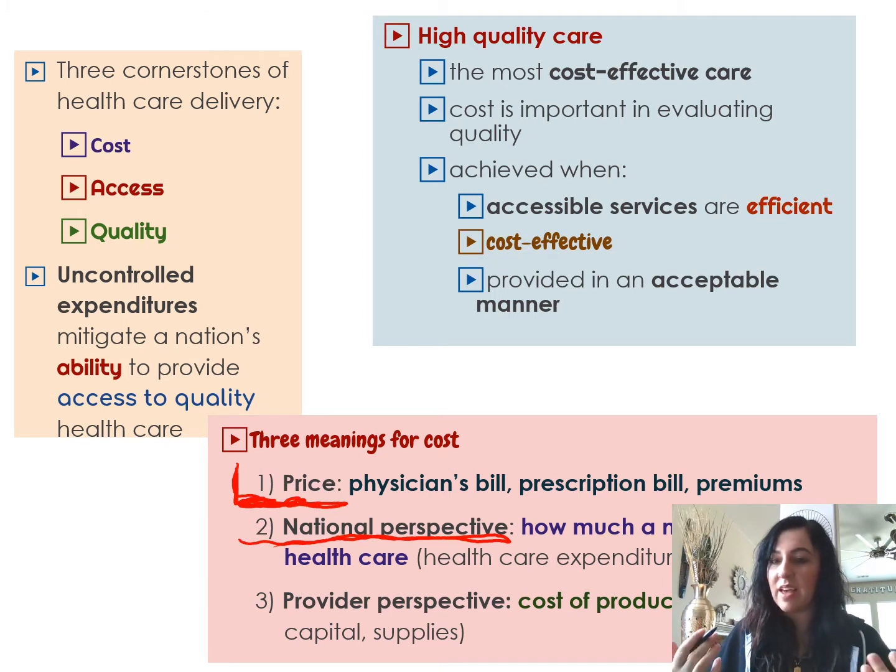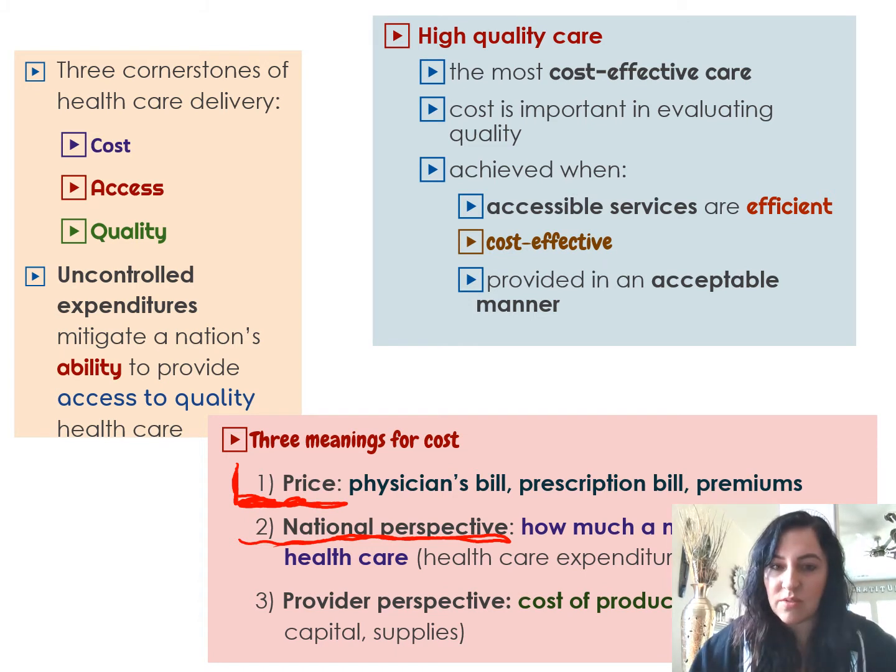What would be included in that would be supplies, staff, equipment, things like that, all the technology that you have to use, and all of those cost money. So there's the provider perspective of cost as well.